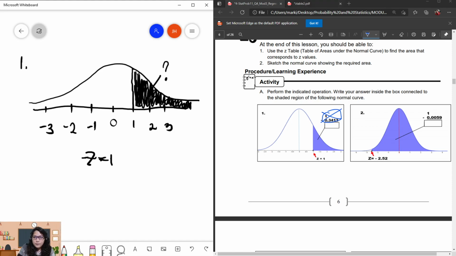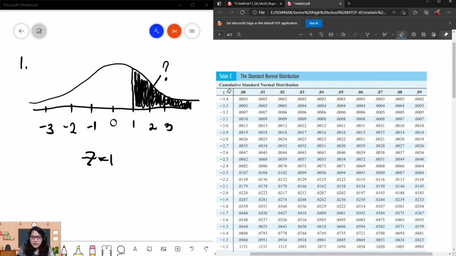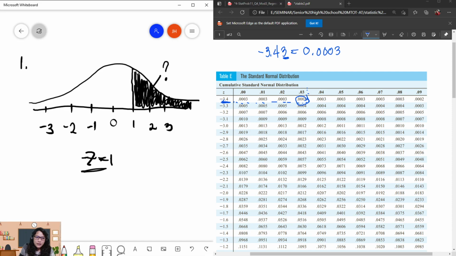Before we make use of this, I'm going to explain the table to you. This column here is the z. Yes, we have negative 3.4. So if you are given negative 3.43, you go to negative 3.4, and then for the 3, you look for this column: 1, 2, 3. You get where they intersect. So the area of negative 3.43 is 0.0003.